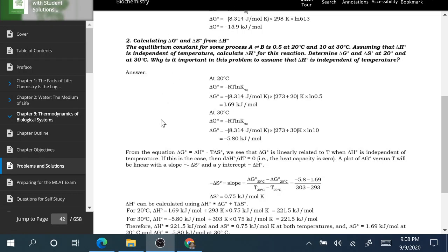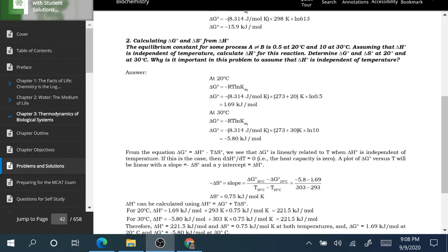For question 2 in chapter 3, we'll be calculating delta G naught and delta S naught from delta H naught. So the equilibrium constant for some process, A goes to B, which is a reversible process, is 0.5 at 20 degrees C and 10 at 30 degrees C. Assuming that delta H naught is independent of temperature, calculate delta H naught for this reaction.